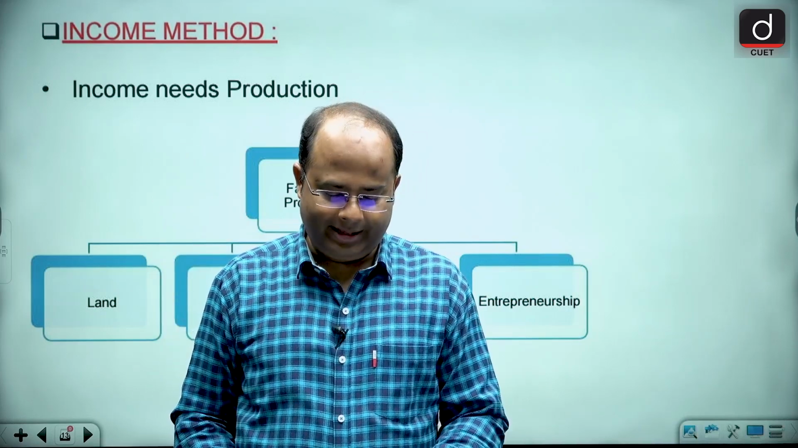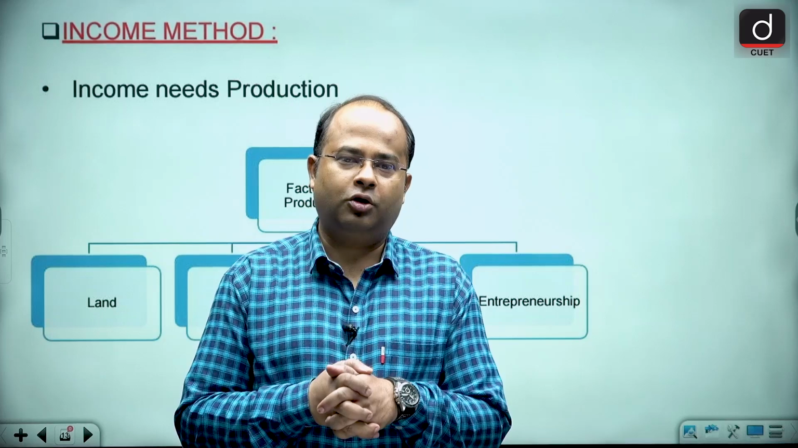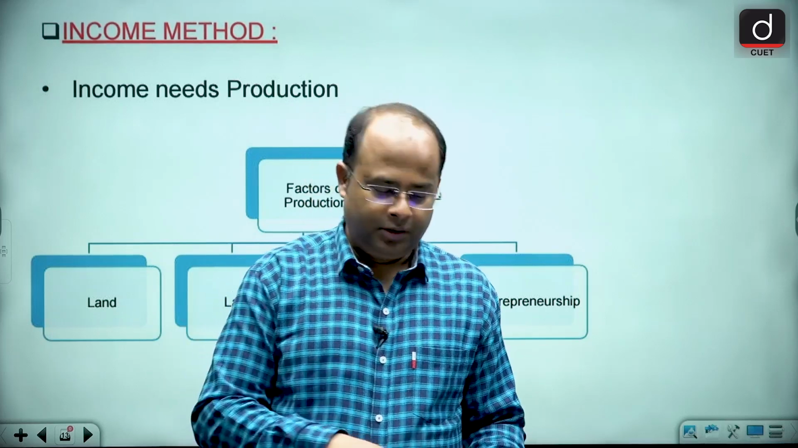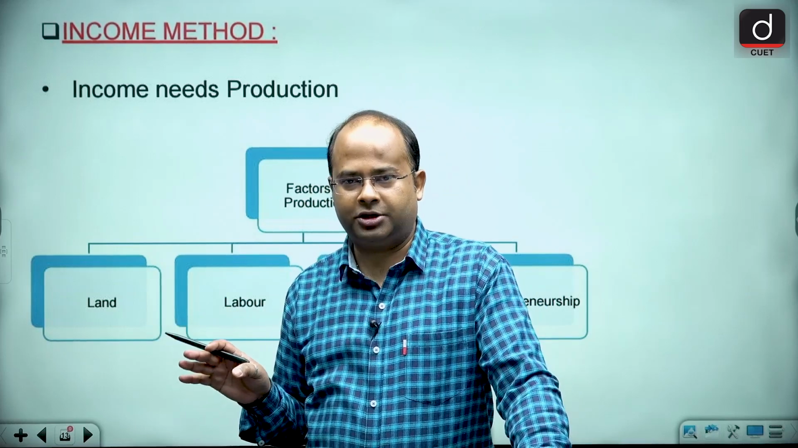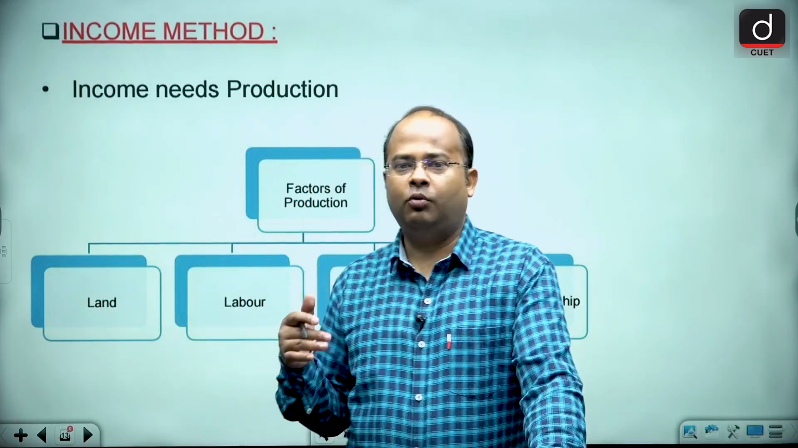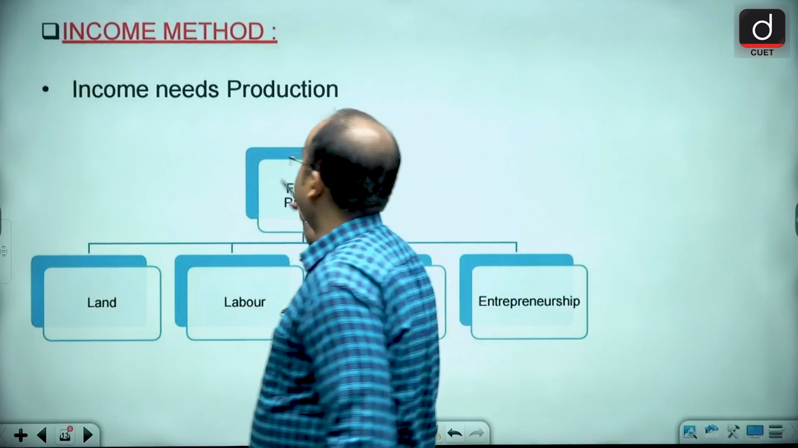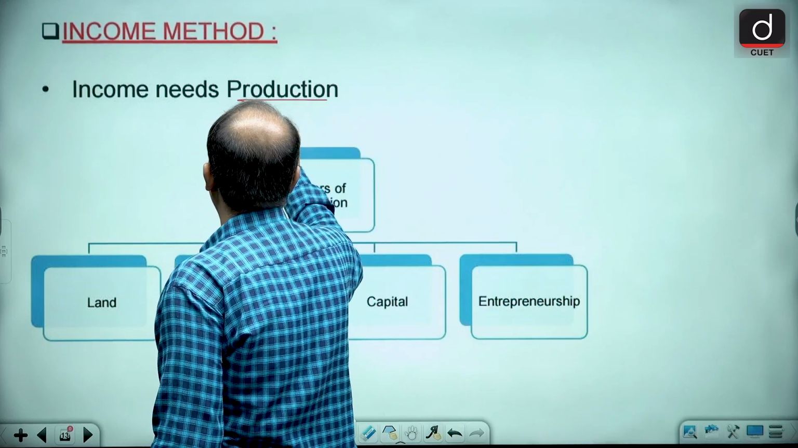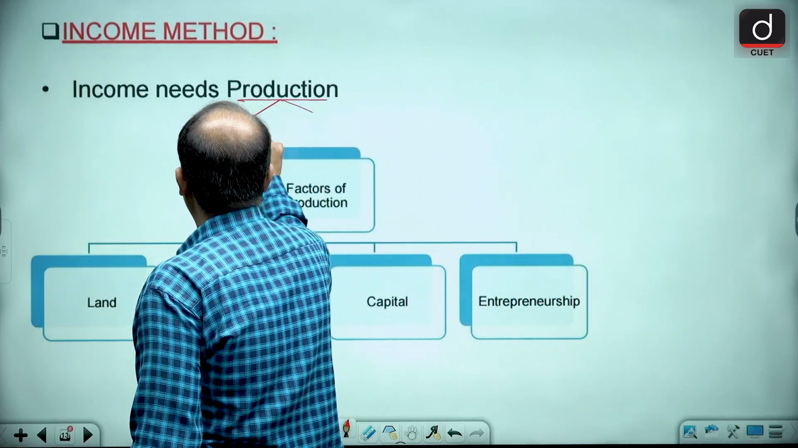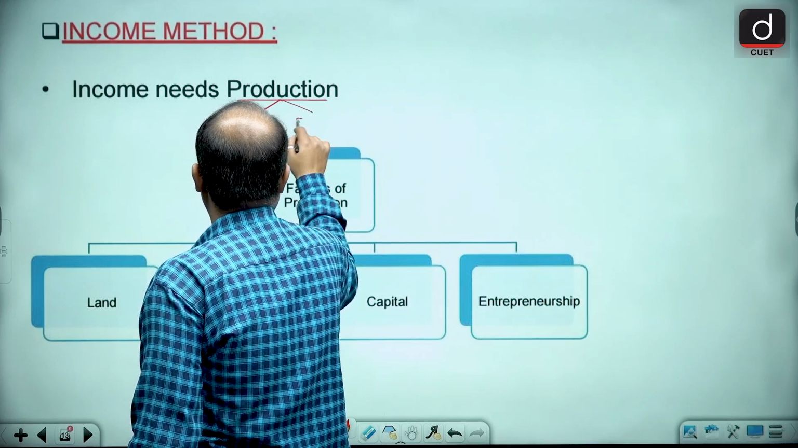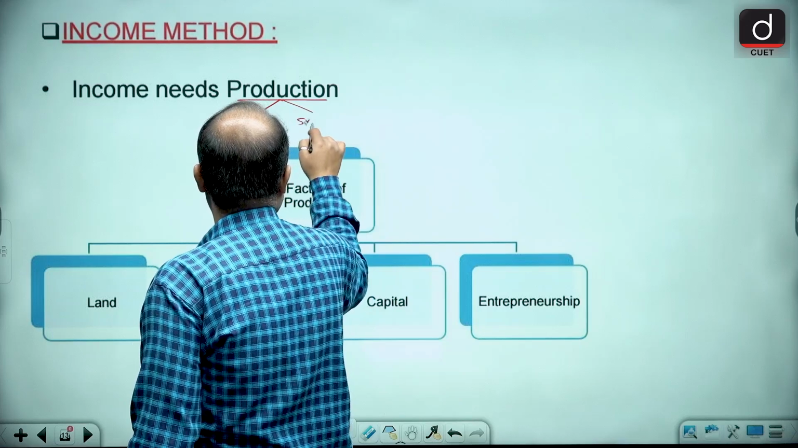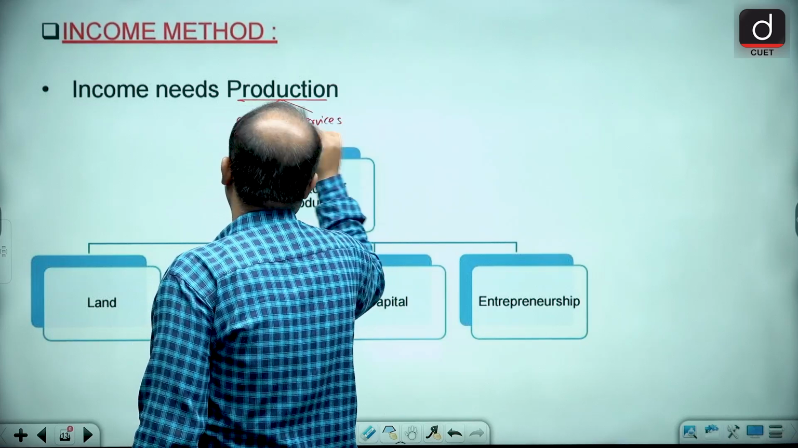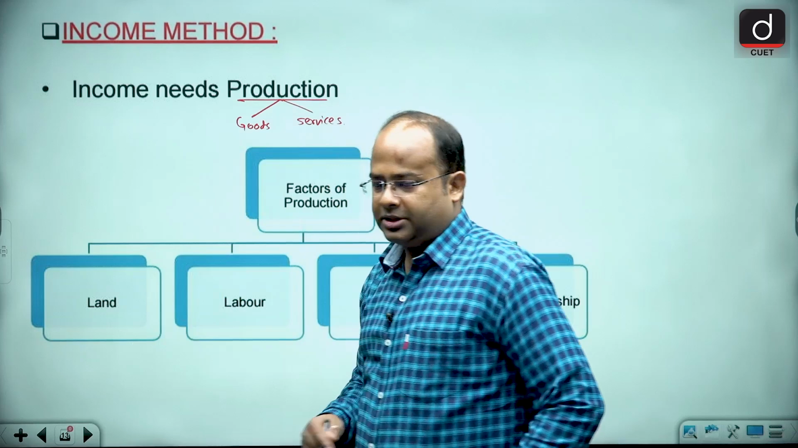So income is got when you do some production. Whenever you do any type of productional activity, that is what income needs: production, and production can be of goods or services.